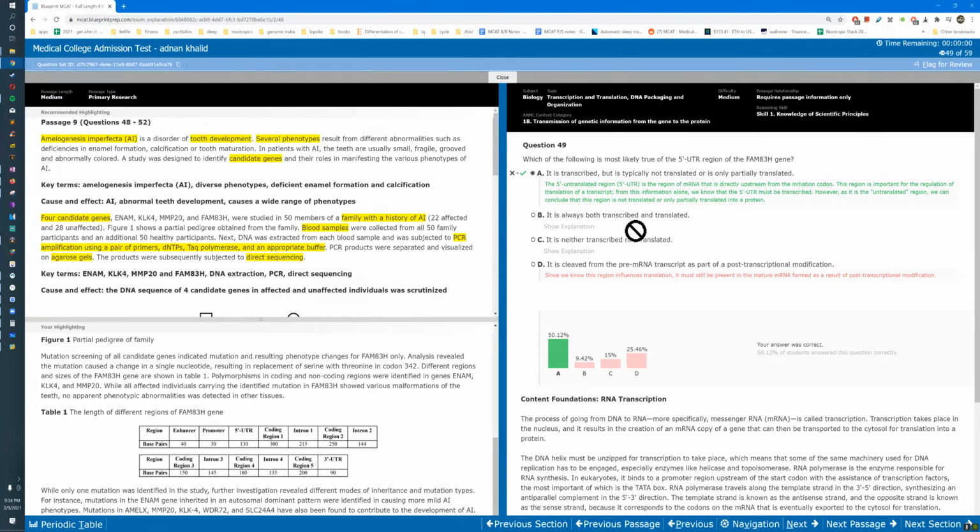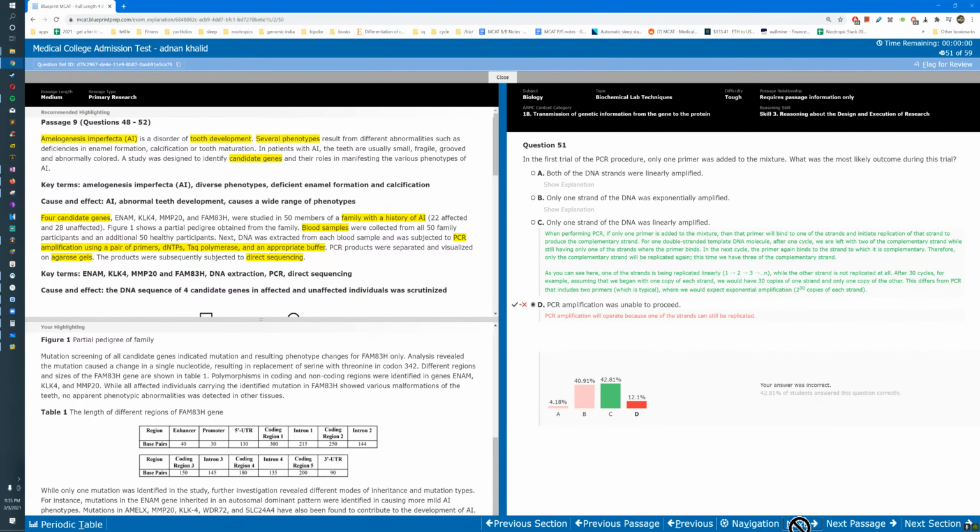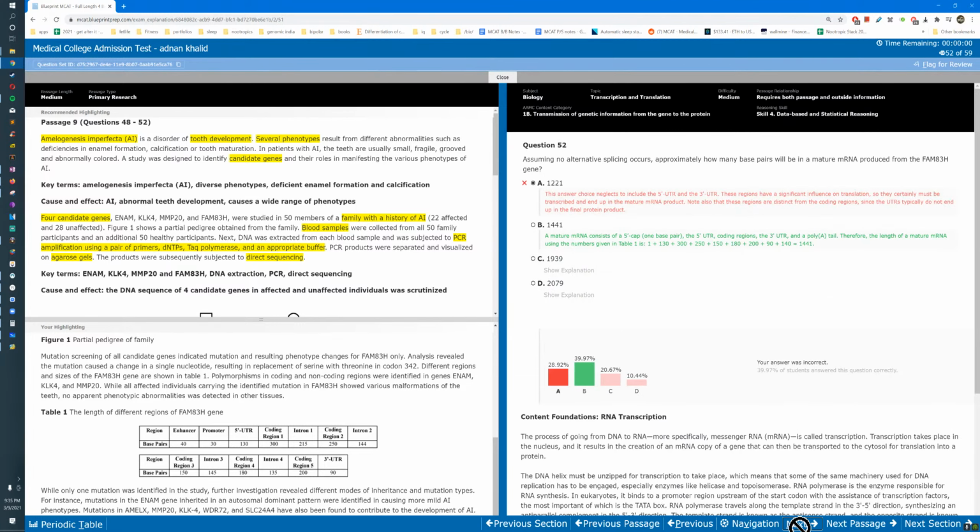So this is saying it's always both, this is saying neither, and this is kind of the opposite. Pre-mRNA post-transcriptional modification makes the 5-end UTR added to it, in addition to a bunch of adenines on the 3-end. Poly A tail, I think it's called. Forget that. Yeah, I got this one wrong.